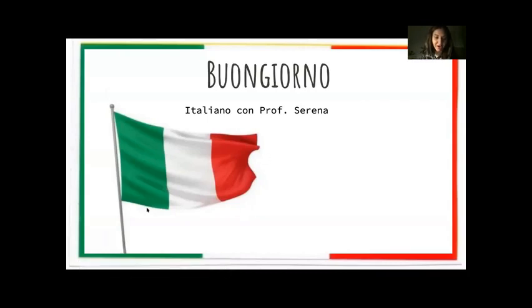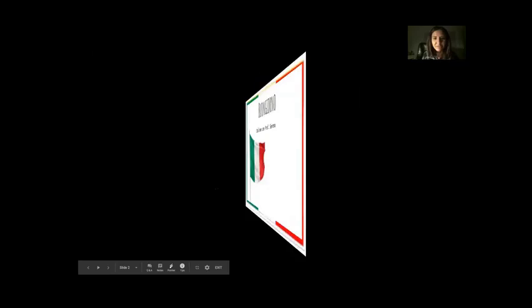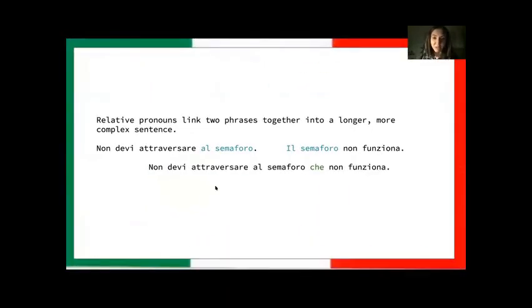Okay, very, very good. So what we are going to be doing today, we are going to be looking at relative pronouns. And my question for you is, what is a relative pronoun? Let me hear some of your answers. Exactly. As you see here, the relative pronoun links two phrases together into a longer and more complex sentence.